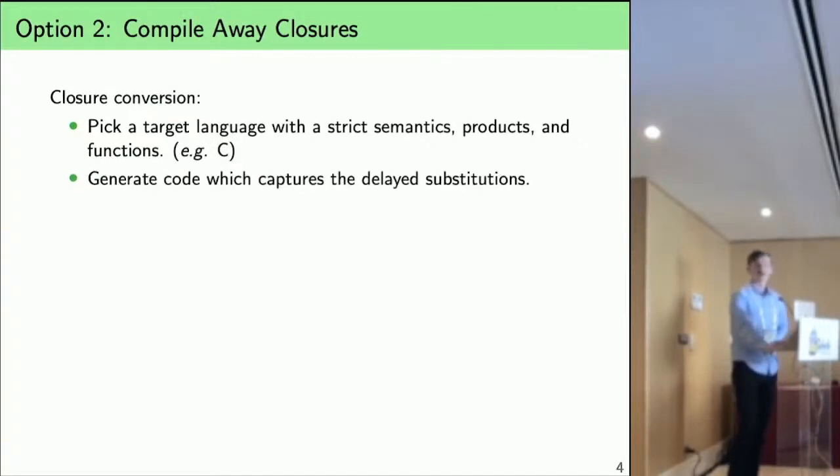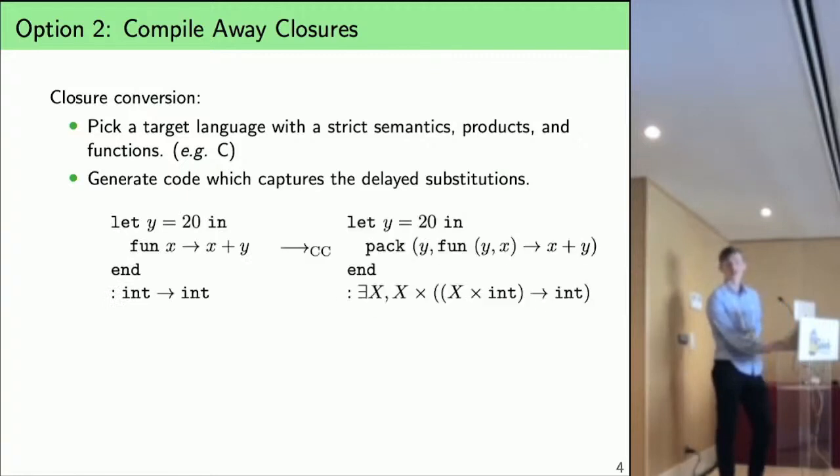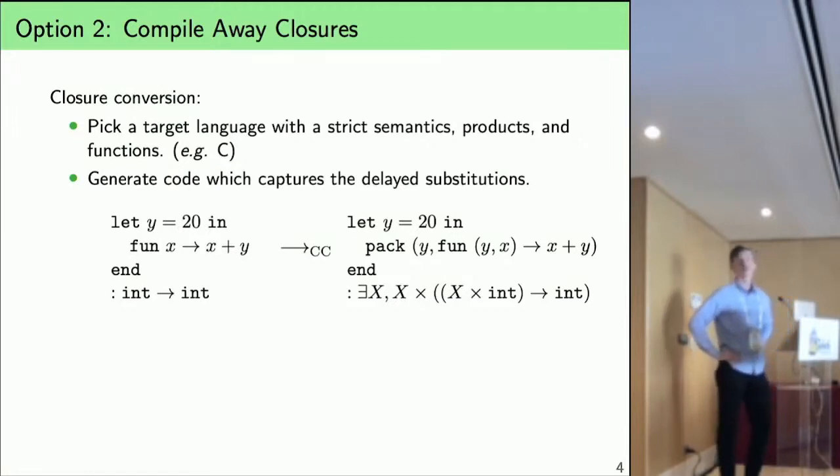Next, we're going to generate code for the delayed substitutions. So in this OCaml example from earlier, which is a function from int, we're going to compile the code to an existential package where it hides a pair, and the first argument of the pair is a representation of the free variables that are needed to compute. And then the second part is a first order function which will know how to break apart the environment and reinstantiate it in the code.